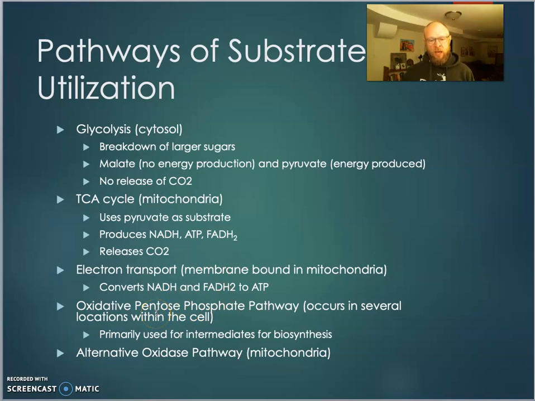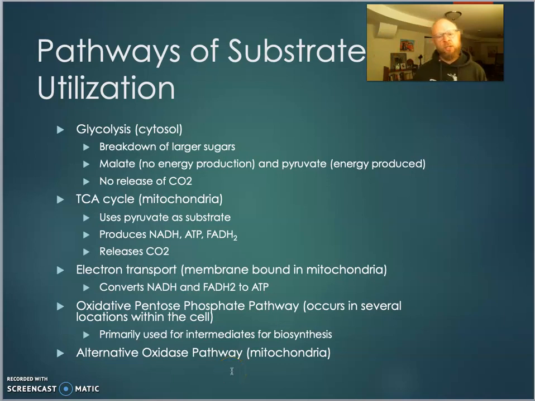Then another pathway associated with respiration is the oxidative pentose phosphate pathway, which produces the intermediates for biosynthesis. So when we talk about respiration producing carbon skeletons, we're really talking about the oxidative pentose phosphate pathway. This pathway doesn't produce much energy. It's really just breaking down sugars into smaller pieces that can be used to build other things in the plant.